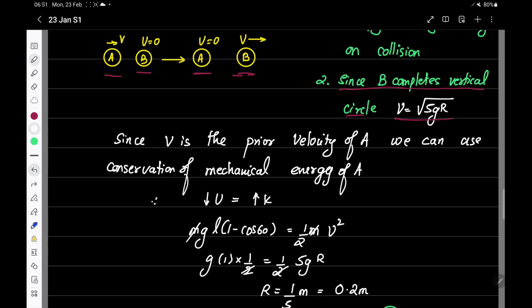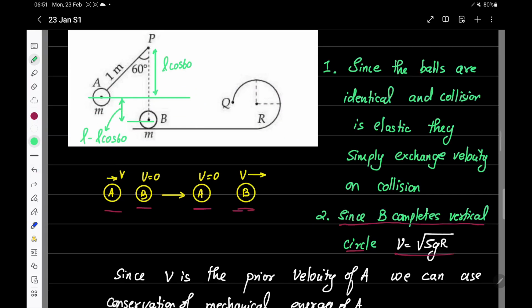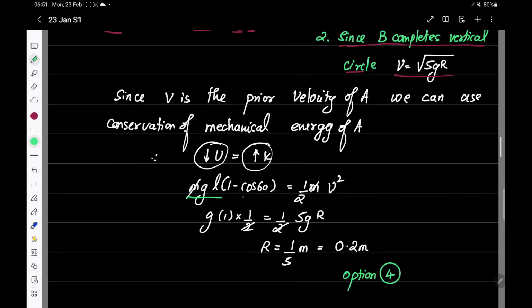the ball B. So what I'll do is, decrease in potential energy of A is equal to increase in kinetic energy of A. If you look, the height that A descended is L minus L cos 60, which is L by 2. So I'm going to use mgL into (1 minus cos 60) as the loss in potential energy. Half mV square is the gain in kinetic energy. m and m get cancelled on both sides. g into 1 meter into (1 minus cos 60, which is half) is equal to half into V square, and V square is nothing but 5gR. From here R comes out to be 1 by 5 meter or 0.2 meter.